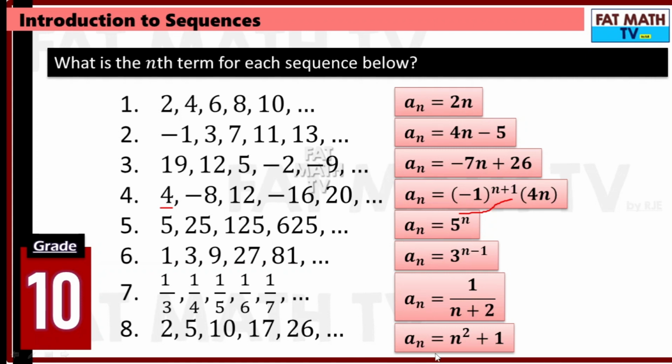And then for the third term, we have 3 squared, 9 plus 1, that's 10. Fourth term, 4 squared plus 1, 17. And for the fifth term, we have 5 squared, 25 plus 1, that's 26. So in this case, in number 8, you need to think of how to get this answer.